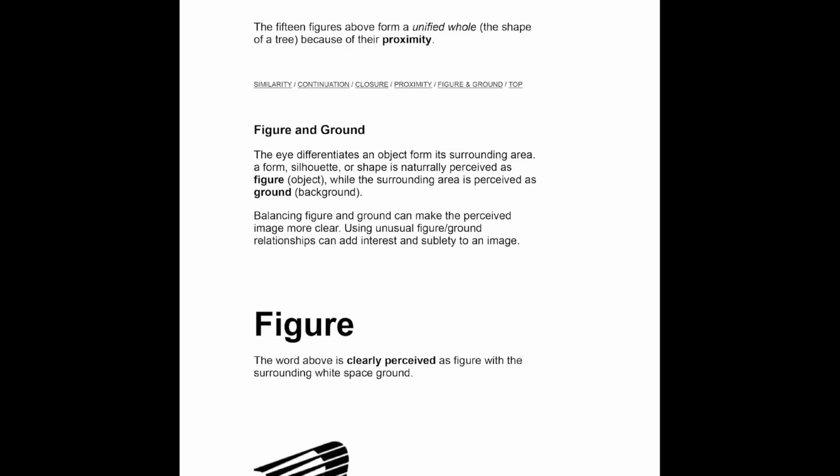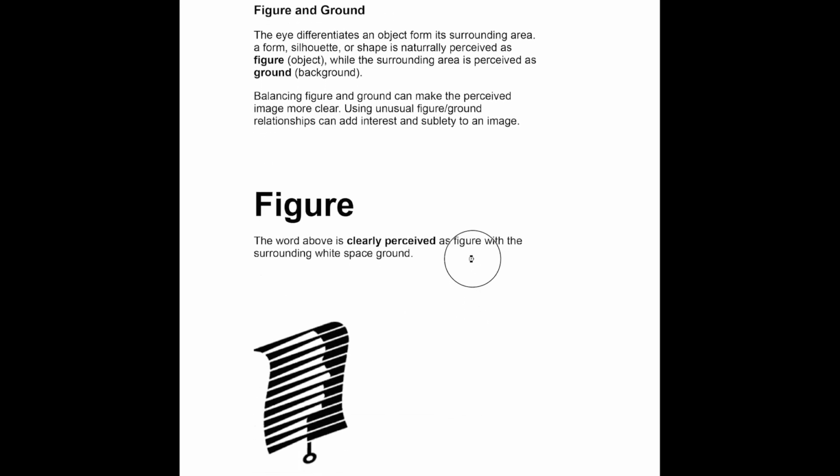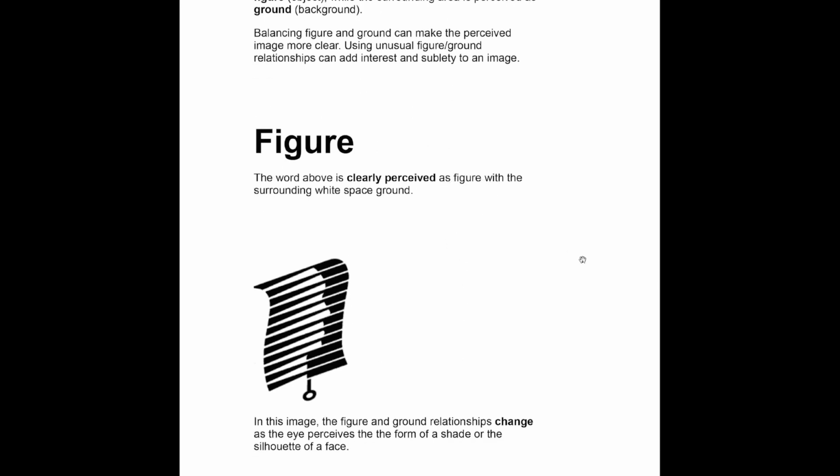The next important principle of Gestalt is figure ground. The eye differentiates an object form from its surrounding area, so a form or silhouette or shape is naturally perceived as a figure, which is the object, while the surrounding area is perceived as ground, or the background. Balancing figure and ground can make the perceived image more clear. Using unusual figure-ground relationships can add interest and subtlety to an overall image.